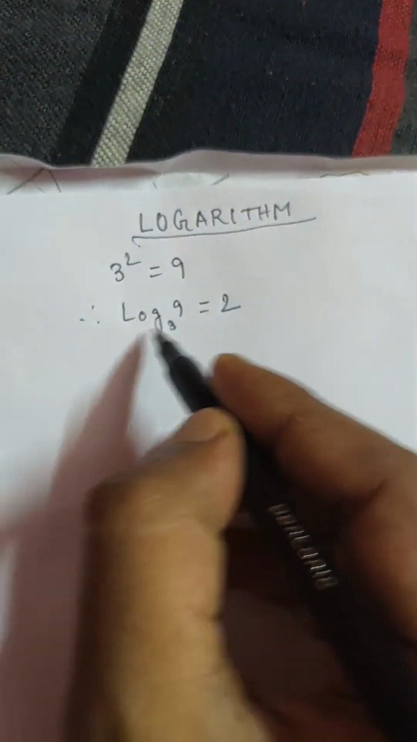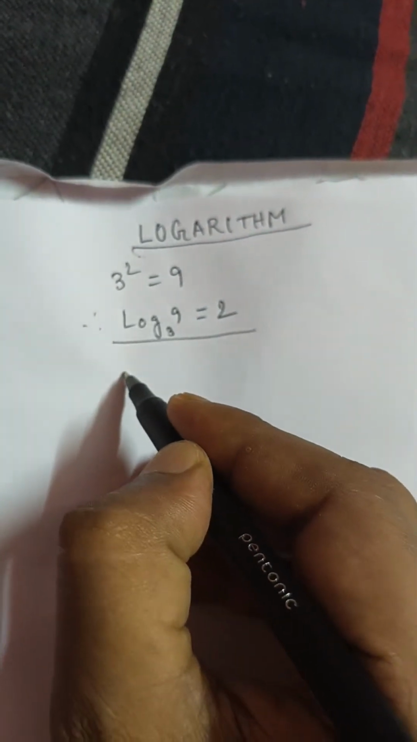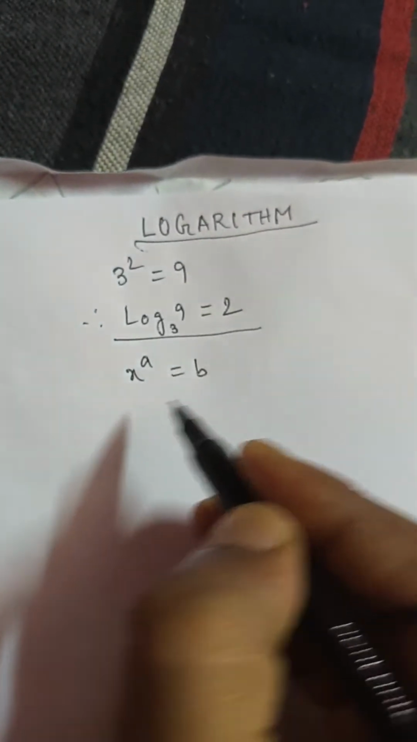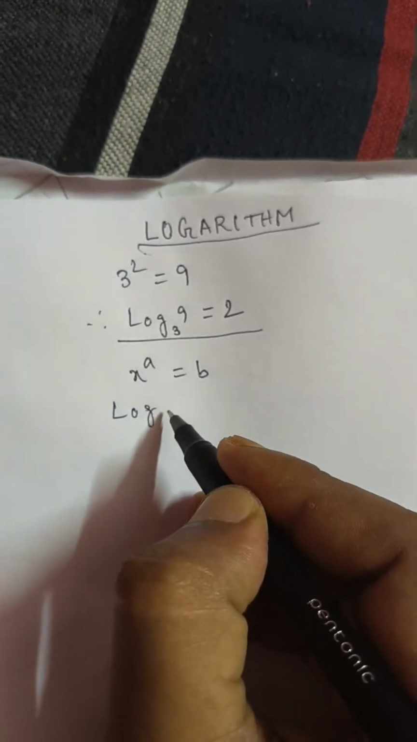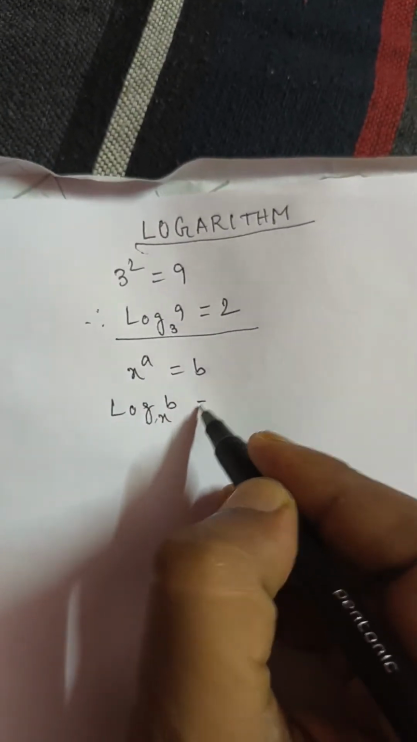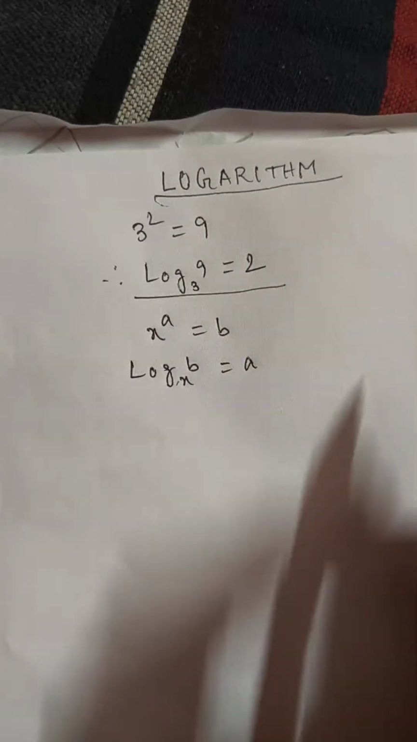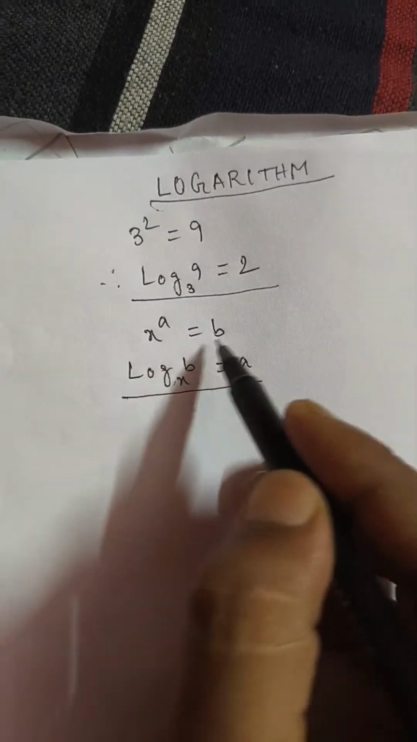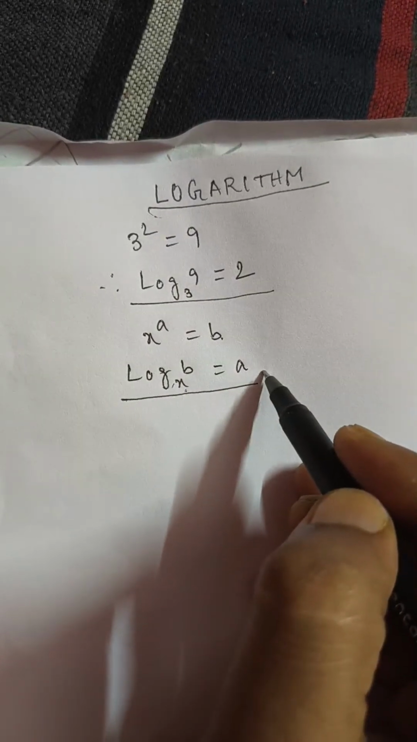So from this we can define logarithm: if x to the power a is equal to b, then logarithm log b base x is equal to a. So this is the definition of logarithm, that log of b base x is equal to a.